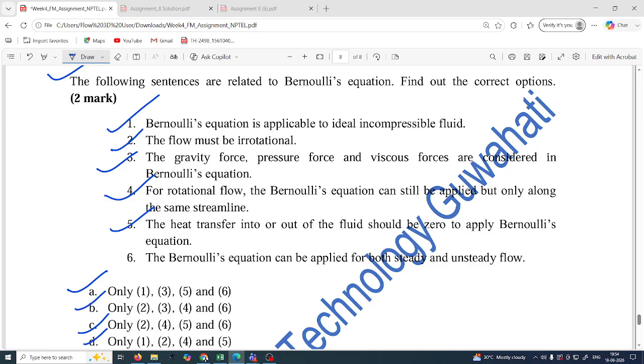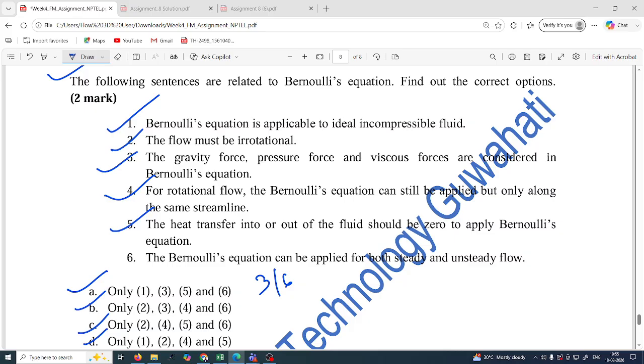Okay, so Tanya is telling D option, 1, 2, 4, 5. Ashok is also typing, so let me just see his answer, then I'll discuss. Okay, so you both are telling option D. So D option means 1, 2, 4 and 5. Why not 3 and 6?